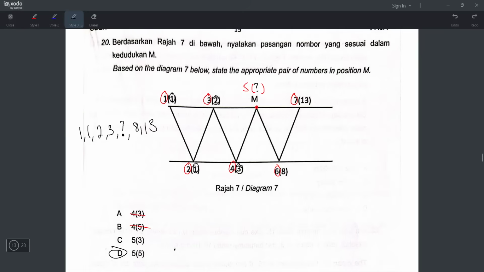Okay, let me explain. So actually, how you get 5 is like this. 1 plus 1, you get 2, right? And then 1 plus 2, you get 3. It means all these numbers are actually the previous two numbers added together. That's why this 2 is the previous two numbers added together, and this 3 is the last two numbers added together, 1 plus 2, 3. So this number will be 2 plus 3. That's why it's 5, right?